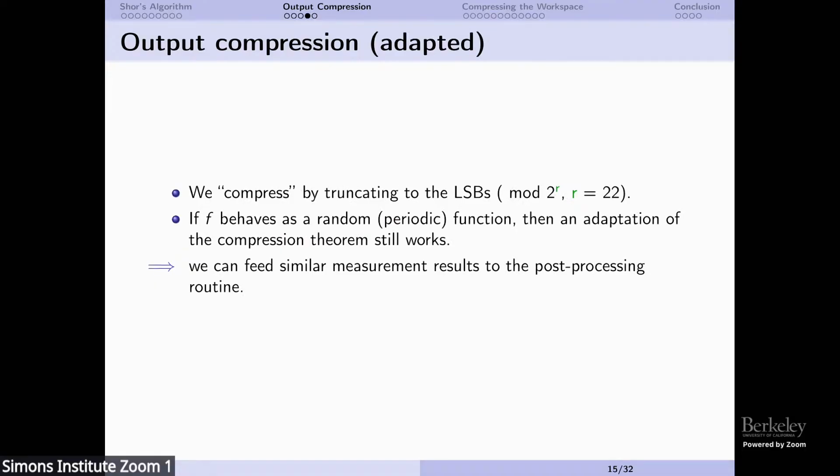More precisely, in our work, we compress by truncating to the least significant bits, which means we take the result of the exponentiation modulo 2 to the r. And r is a constant, which is 22 for us for technical reasons, but it's a constant. The idea is that if the initial function is nice enough, this will still allow us to use the compression theorem or an adaptation of it. And so we are still guaranteed that we can obtain measurement results that we can feed through the post-processing routine, and it will work in the same way. We just have to remove the zeros, of course.